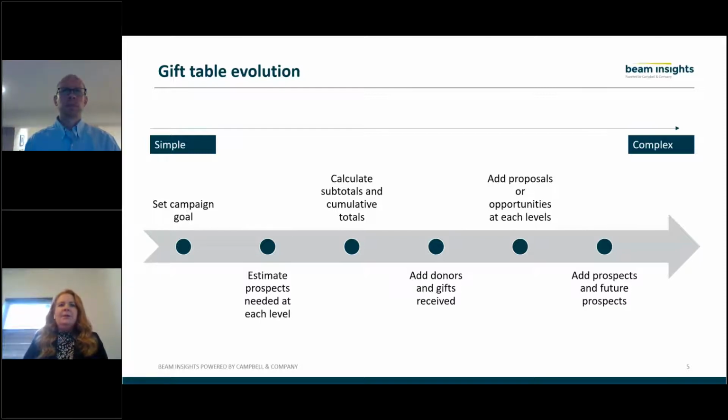need to engage. As we work towards complexity on the gift table, you can add donors and gifts received at each of those levels, and then add proposals or opportunities at each level as they are developed by your team. So as your team enters proposals or opportunities into the system, they can either automatically be mapped to the gift table, or you can do that manually in Excel so that you can see sort of what your pipeline looks like for each goal. And then you can add, as I mentioned, prospects or future prospects or near-term and longer-term prospects to that gift table.